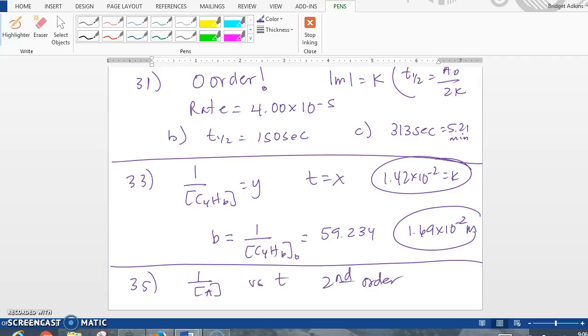So for 35, the y-intercept was about 10. So if I set that equal to 1 over concentration, I get a concentration of A to be equal to 0.1 molar. So 0.1 molar was your answer there.